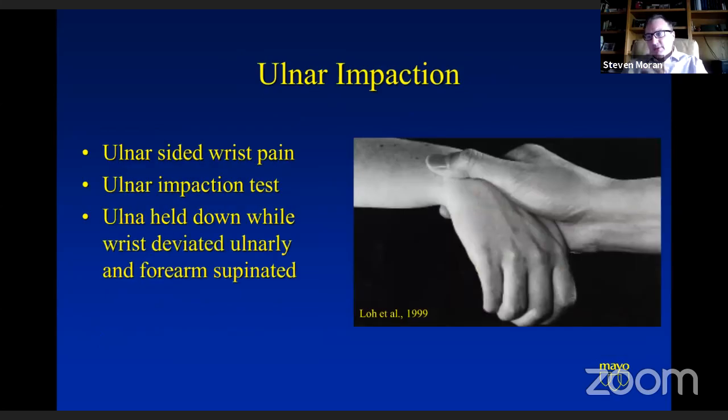Ulnar impaction can be differentiated from these other injuries by the ulnar carpal impaction test, where the patient's ulna is held down while the wrist is deviated ulnarly and the forearm supinated. This tends to produce a fair bit of localized pain over the ulnar head. The other way to do this is to simply have the patient bring their hand into full pronation and then deviate the wrist. They usually tell you, yes, that is exactly the pain that I'm feeling. Obviously you correlate that with your MRI and your regular plain films to make the diagnosis of impaction.